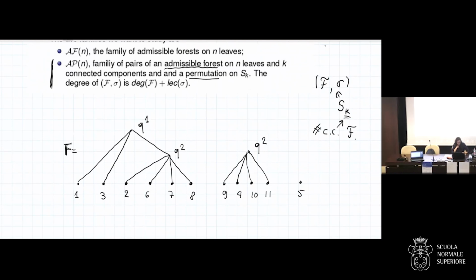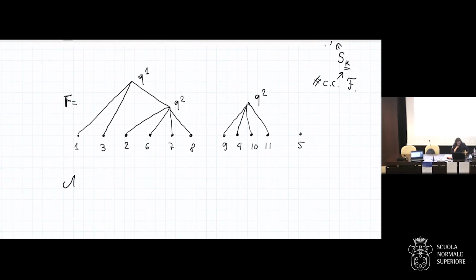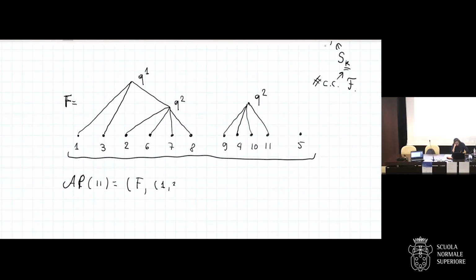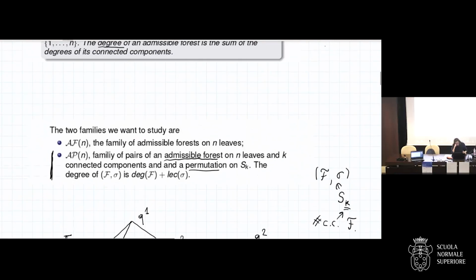So here we have a forest f, and if we call this f, an element would be a pair. The first element is this forest, and then an element of S3, because here we have 3 connected components, that could be, I don't know, 1, 3, 2. Okay, now this is a valid example of an admissible pair.